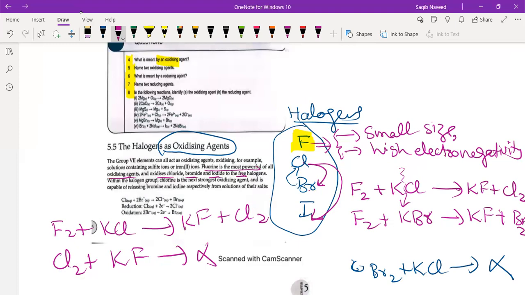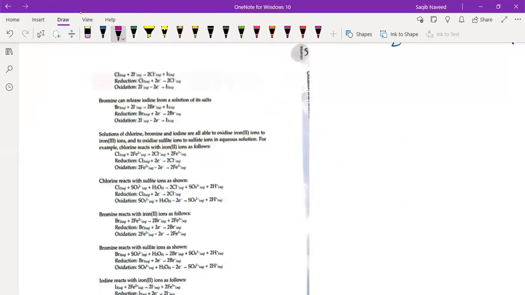It can't break any bond. It can only wish, but can't do anything, right? Why? Because it's less powerful. Yeah, weaker, not less powerful. Say weaker oxidizing agent. Okay, so these are all the examples which we have discussed.